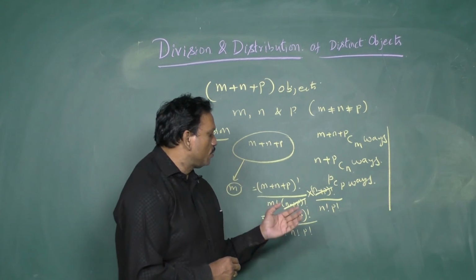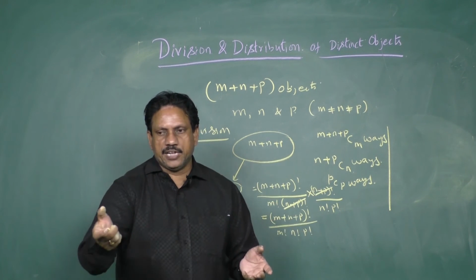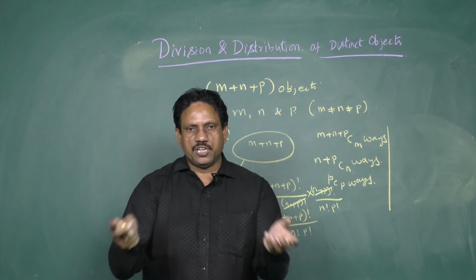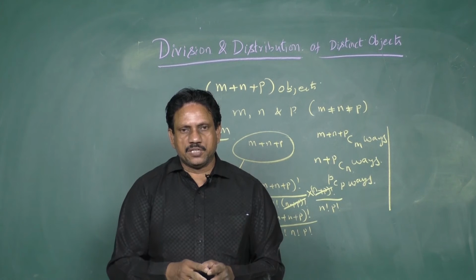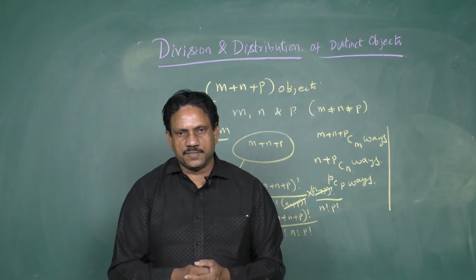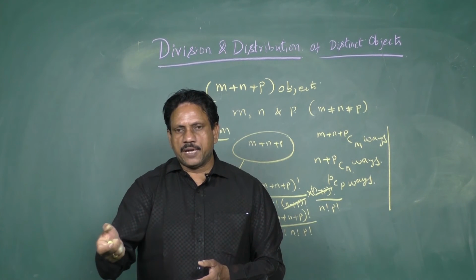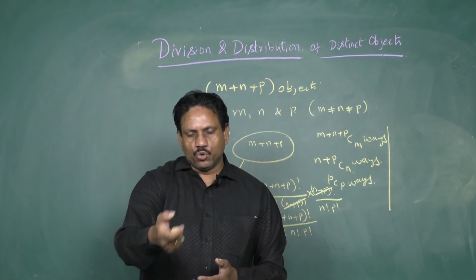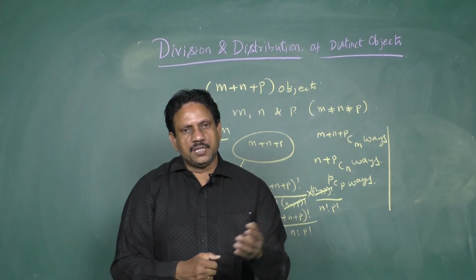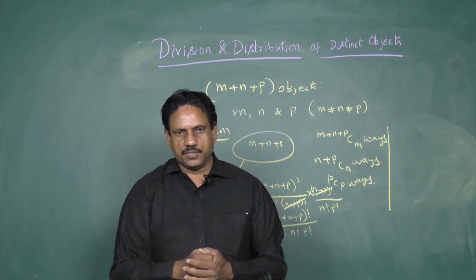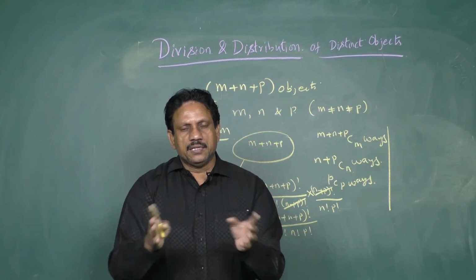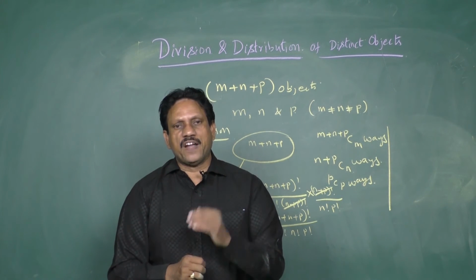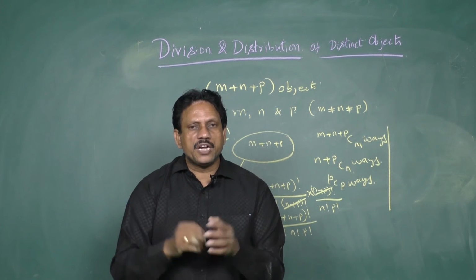So we are going to distribute these three packets. See, packet M, packet N, packet P is there. We can distribute these three packets to the three persons in how many ways? 3 factorial ways. That means M can be given to any one of the three persons. N group can be given to any one of the three persons. P also can be given to any one of the three persons. So we can distribute these three packets to these three persons in 3 factorial ways.